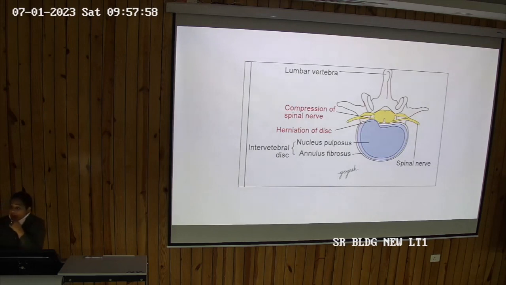Now, there is sharp shooting pain along the distribution of the sciatic nerve, extending from the gluteal region into the leg and also the dorsum of the foot. This sharp shooting pain may be because of herniation of the disc related to the sciatic nerve. If the L4 L5 disc herniates, it will compress the spinal nerve, causing sharp shooting pain along the distribution of the sciatic nerve. This condition is known as sciatica.